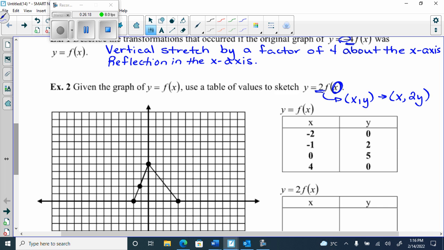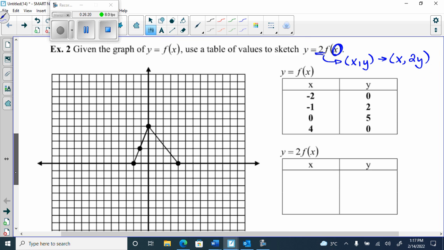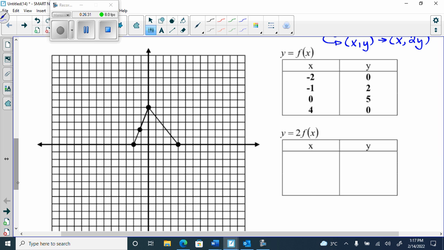That's all I'm doing. So let's look at these ones. I have (negative 2, 0). Do it below. (Negative 2, 0) is going to become (negative 2, 2 times 0). Wait a second. It's (negative 2, 0). Why did it stay the same?